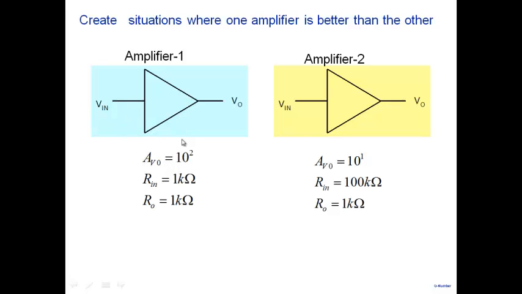So an amplifier has a gain of 100, input resistance of 1K, output resistance of 1K. That's one amplifier, let's say, you're given. Another amplifier has an open circuit gain of 10, input resistance of 100K, output resistance of 1K. Now you are out to shop for an amplifier. Which one will you prefer?